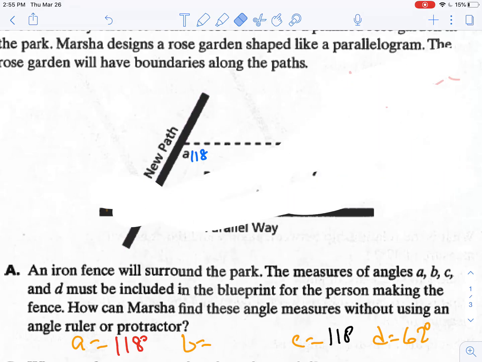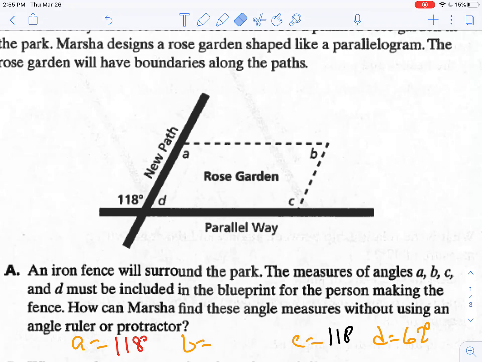All right. Now, I'll erase everything again. The last one, well, let me put in what we know. We know that A is 118 degrees. We know that C is 118 degrees. We know that D is 62 degrees. And the only one we have left to find is B. All right, different ways to do this, but I think I'll do it this way.